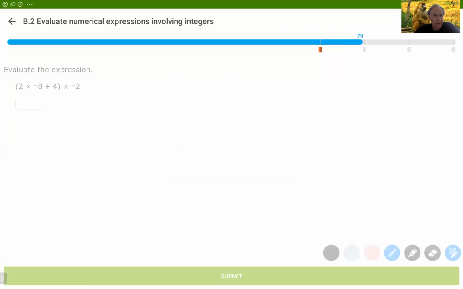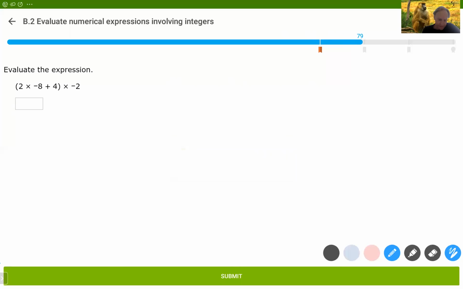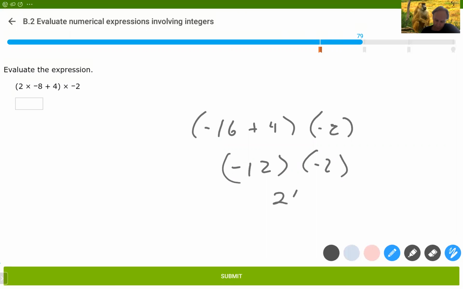Order of operations matters. We have to do what's inside the parentheses first, and we have to do the multiplication first. So that is negative 16 plus 4 times negative 2. And that is negative 12 times negative 2, which is 24.